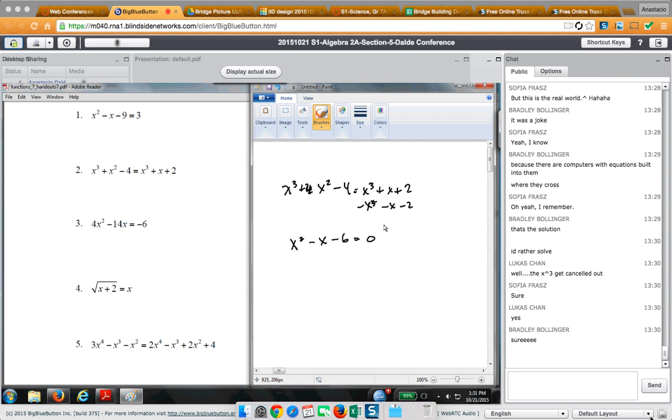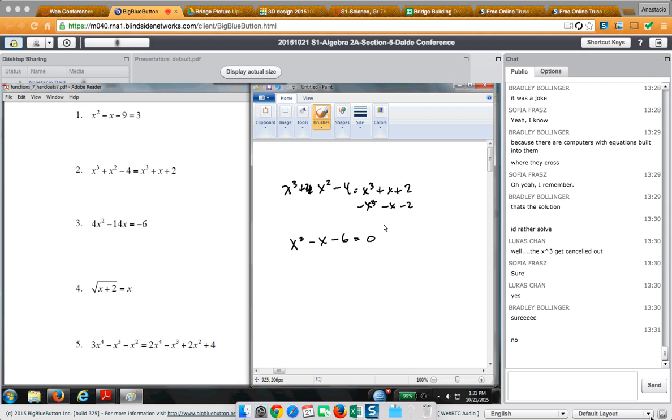All I did was I moved everything over to the left-hand side. Are you confused by anything? You understand where I got the minus 6? Okay, all right, just making sure. So really what I'm looking for is my answer is, when does this parabola equal 0?